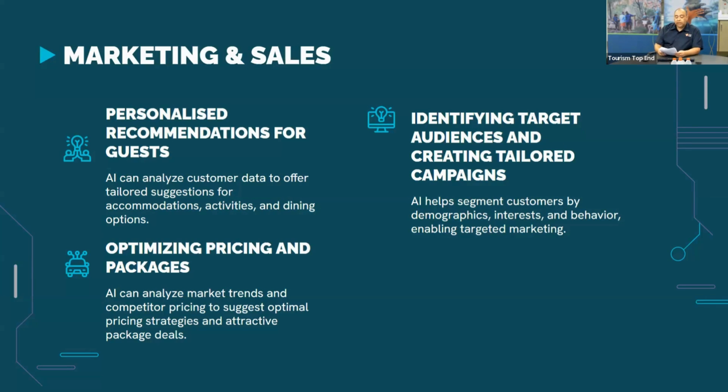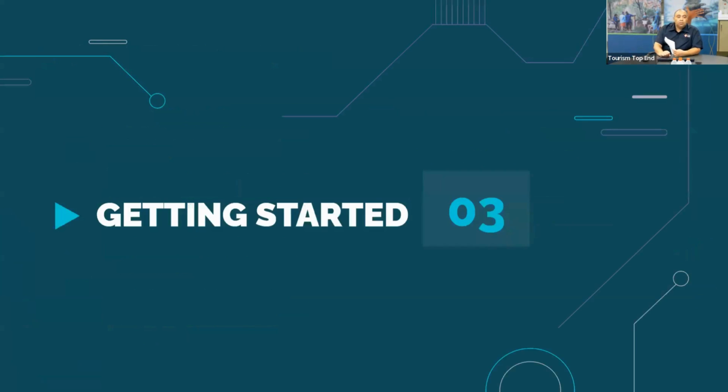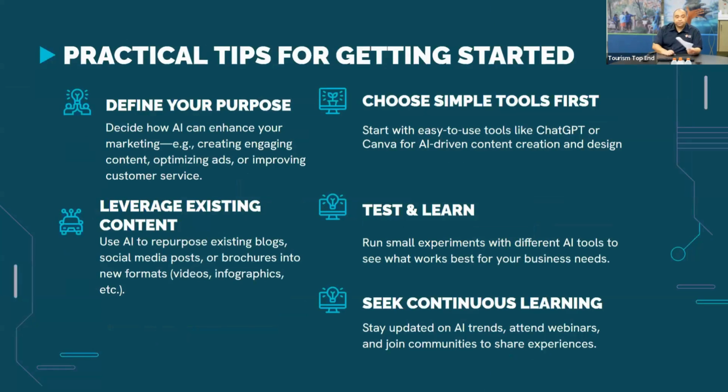And you can also use AI to analyze past guest data, for example, fishing enthusiasts, to target them specifically during the relevant season. Moving on to the third section, practical tips on how you can get started using generative AI in your business.